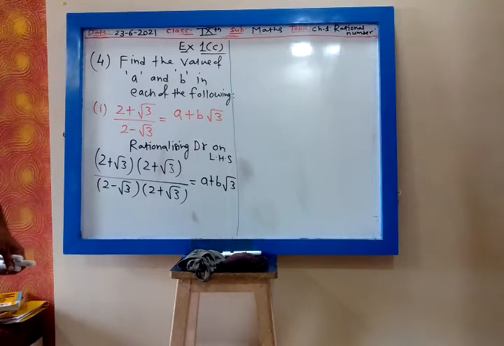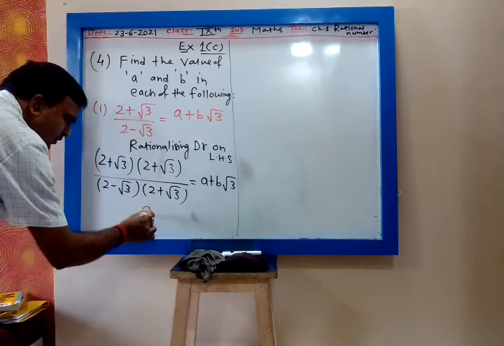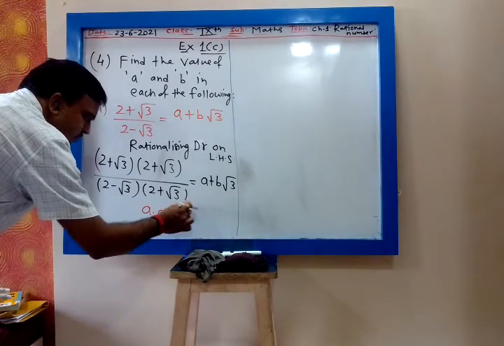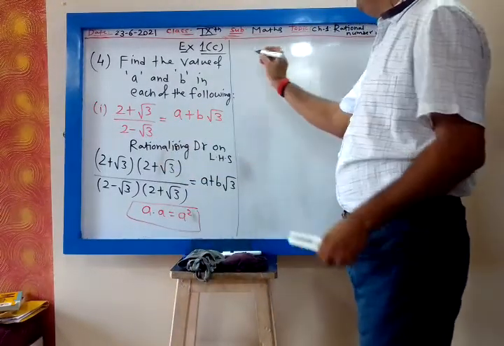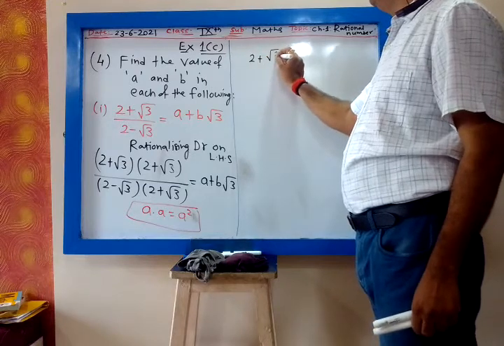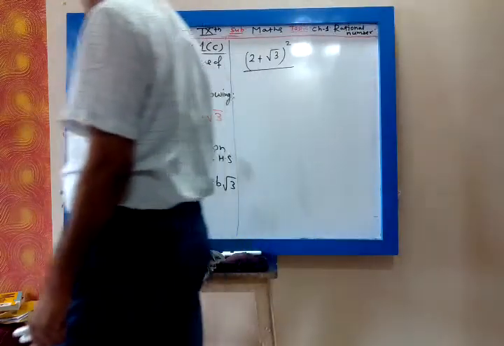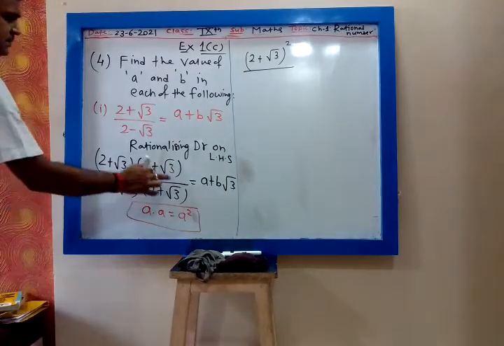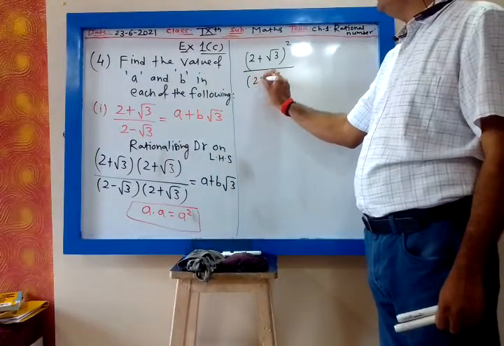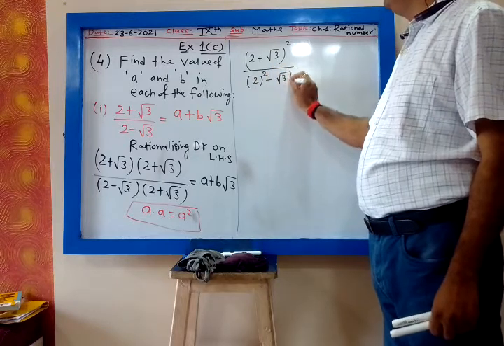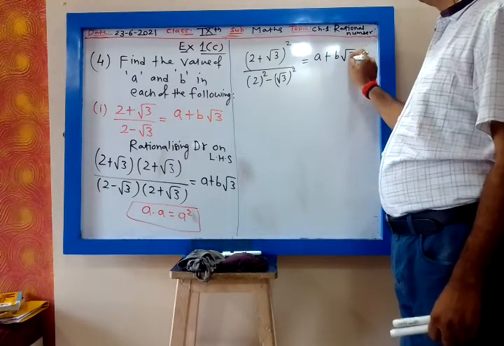Now the numerator is 2 plus root 3 into 2 plus root 3. What is A into A? A square. So that will be 2 plus root 3 whole square. And the denominator, what is it? A minus B into A plus B is A square minus B square. So that will be 2 square minus root 3 square, and this is equal to A plus B root 3.